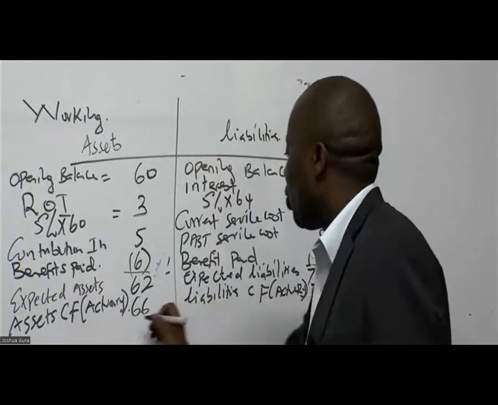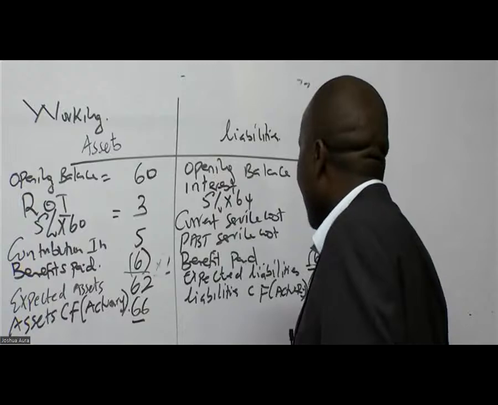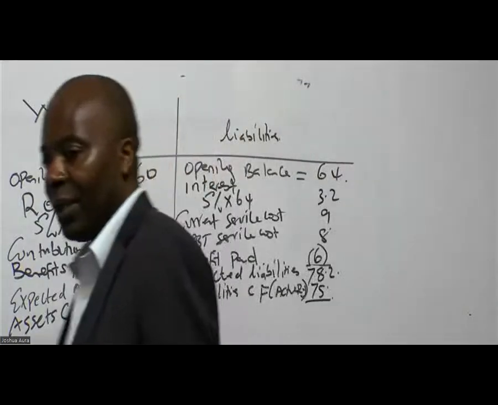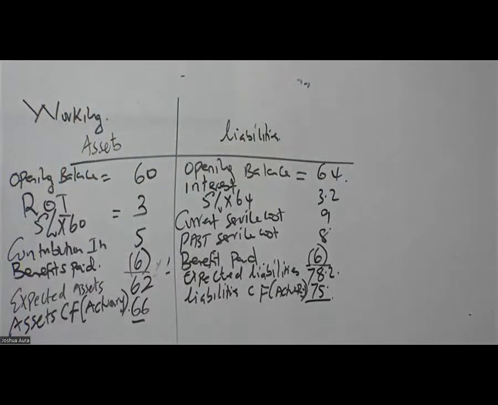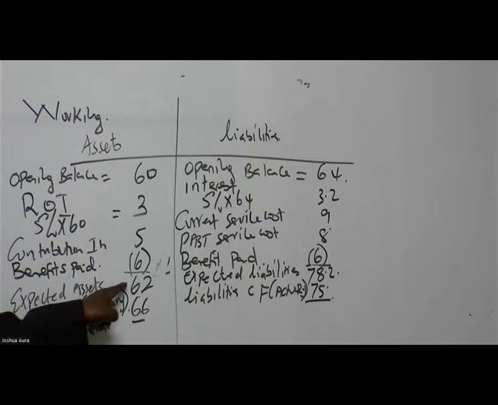So could you kindly give me the remeasurement? Please give me the remeasurement change. So you can see we expected to have assets worth 62. But when this guy came and revalued, he got 66. Is there somebody who is able to see that change? This is what we expected. This is the actual 66. It's a change of 4.